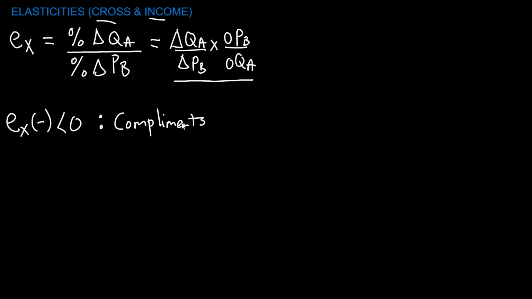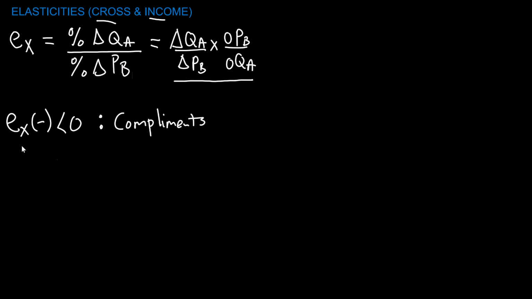Complements are products where you need one for you to be able to use another. These things are used together. Perfect complements are usually given as your left shoe and your right shoe. For you to be able to walk around with your left shoe, it has to be complemented by the right shoe. All right. But let's look at a simple example.